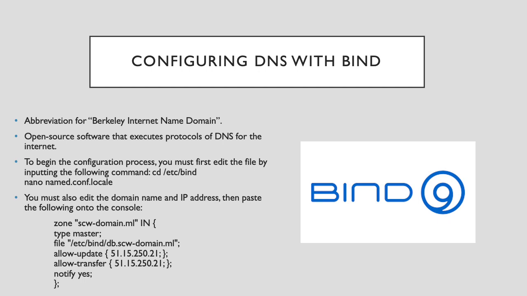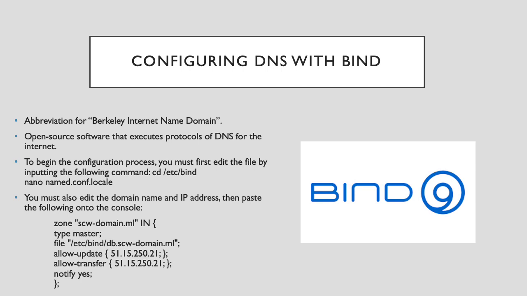To configure BIND on the primary instance, though, you would have to edit the named.conf.local file. Then you have to paste what I just read. Then after that, you have to create a zone file. Then you have to paste another sequence. It's usually scw-domain.ml. That you would probably have to Google just because it's such a long command.